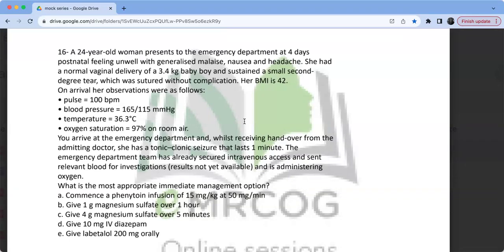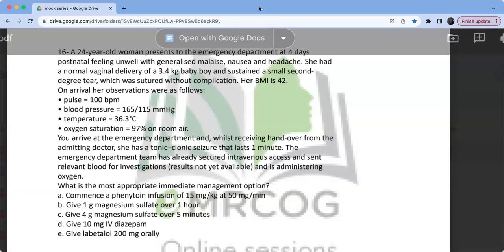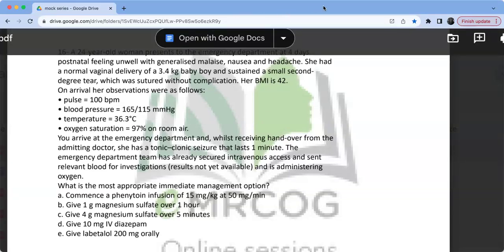You arrive at the emergency department, and while receiving handover from the admitting doctor, she has a tonic-clonic seizure that lasts for 1 minute. The emergency department team has already secured intravenous access and sent relevant blood for investigation, but results are not yet available. She is receiving oxygen at the moment. What is the most appropriate immediate management option? First, what's your diagnosis?